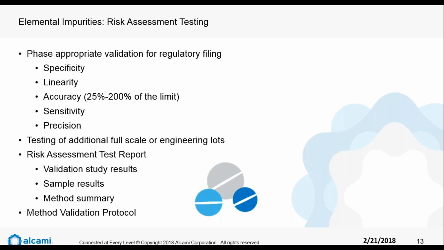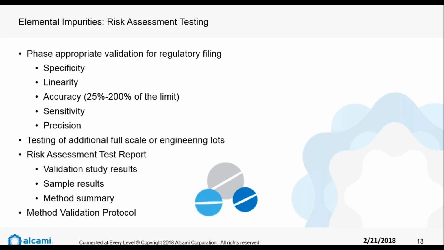With that, we will test additional lots to give you the data. It's preferred that you do 3 full-scale lots. You can also use 6 engineering lots. The good thing about this is if you don't have those 3 lots right up front, we can do the risk assessment testing to demonstrate those phase-appropriate validation studies and then test additional lots at a later date.